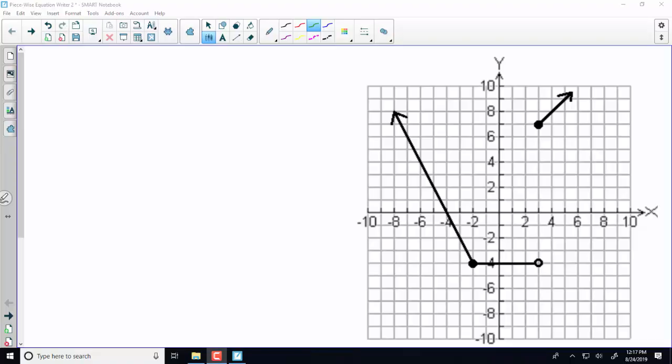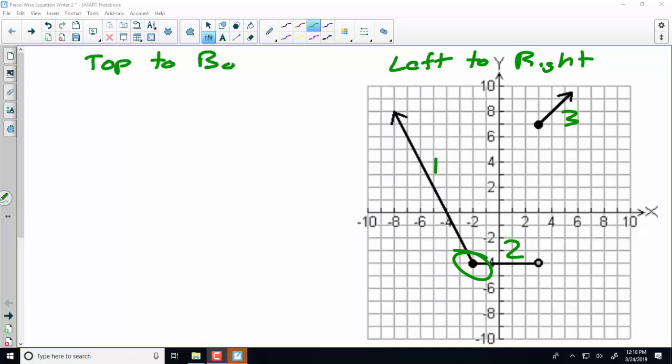We are going to find the equation of this piecewise function that matches the graph we see in front of us. So this one's going to be a little trickier than some of the other ones because two of the pieces actually touch, but it still counts as one piece, two pieces, three pieces. And as we move from left to right on the graph, we're going to move from top to bottom on the function. That is customary to do it this way.